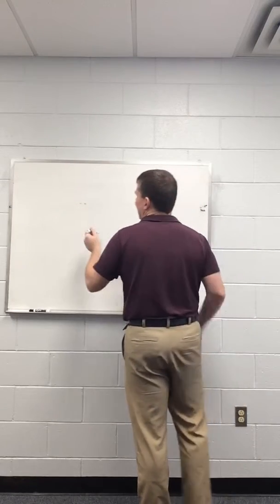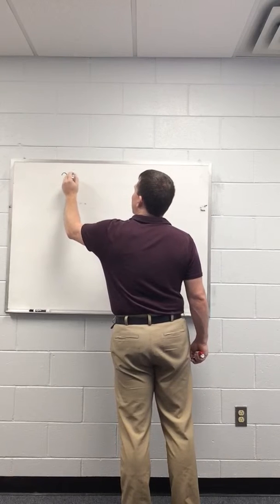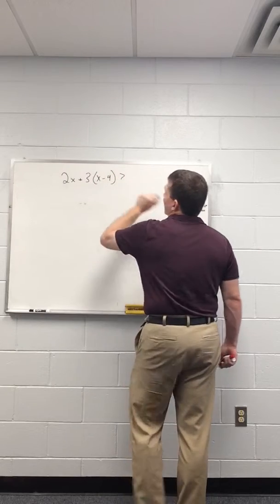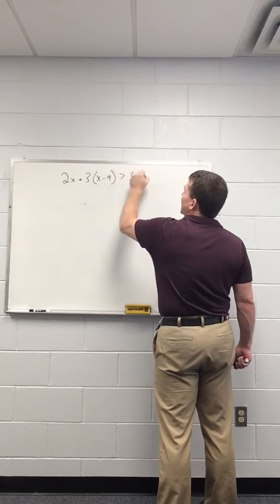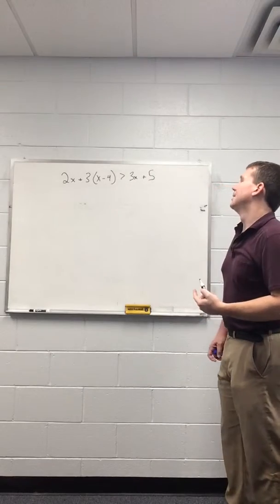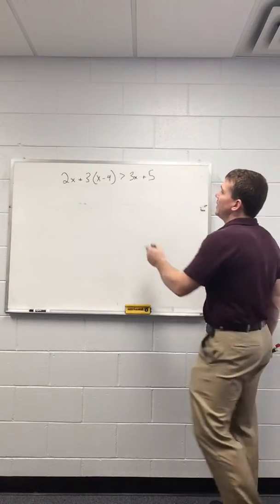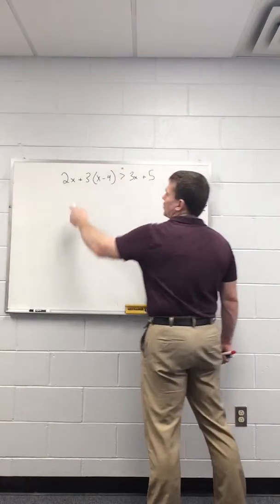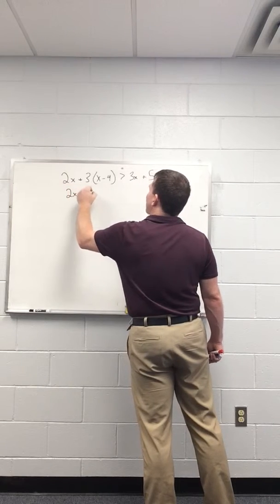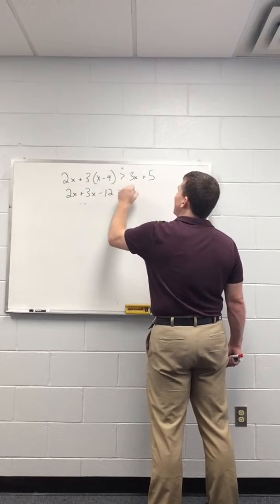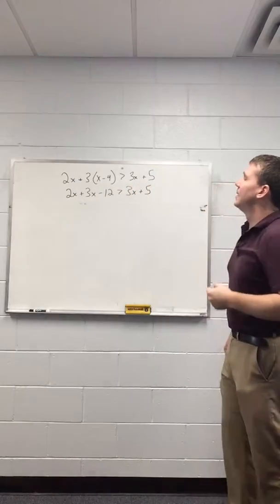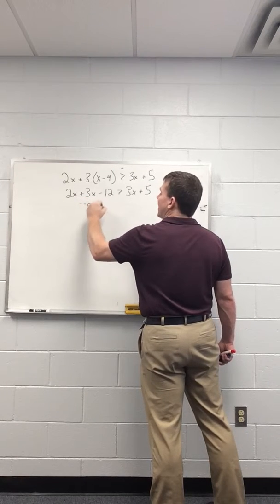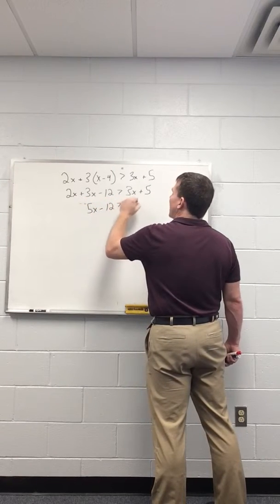Suppose we'll do a couple examples of this. Suppose I have 2x plus 3 times x minus 4 is greater than 3x plus 5. Solve that. Well, again, all we really do is pretend this is an equality and do all the same algebra I'm used to. So we'll distribute the 3 in. 2x plus 3x minus 12 is greater than 3x plus 5. Now, if this was an equation, I would combine like terms, so do that. 2x plus 3x is 5x minus 12 is greater than 3x plus 5.